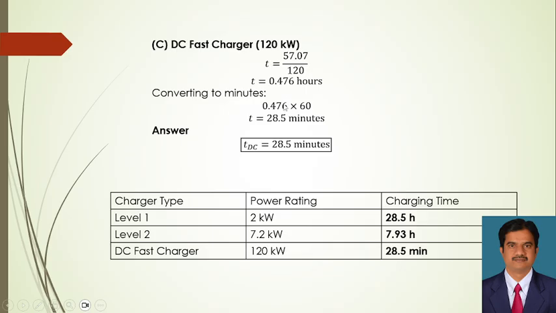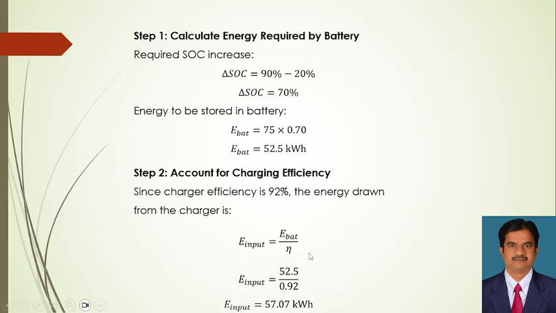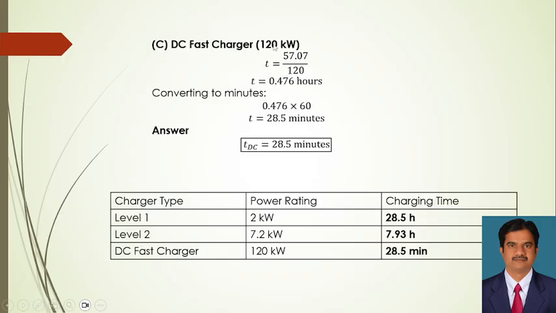ಅದೇ ಫಾಸ್ಟ್ ಚಾರ್ಜರ್ ಅಲ್ಲಿ t is equal to, ಈ ಇನ್ಪುಟ್ ಸೇಮ್ ಇರುತ್ತೆ. ಕ್ಯಾಲ್ಕುಲೇಟ್ ಮಾಡಿದ ಇನ್ಪುಟ್, ಇದು 57.02 ಕಿಲೋವ್ಯಾಟ್ ಅವರ್ ಸೇಮ್ ಇರುತ್ತೆ. Only we change the value of the power. ಇಲ್ಲಿ 2 ಕಿಲೋವ್ಯಾಟ್ ಹಾಕ್ರಿ, ಇಲ್ಲಿ 7.2 ಕಿಲೋವ್ಯಾಟ್ ಹಾಕ್ರಿ, ಇಲ್ಲಿ 120 ಕಿಲೋವ್ಯಾಟ್ ಹಾಕ್ರಿ. ಇಲ್ಲಿ ಡಿಸಿ ಫಾಸ್ಟ್ ಚಾರ್ಜರ್ ಅಲ್ಲಿ ಎಷ್ಟು ಚಾರ್ಜ್ ಆಗ್ತಾ ಇದೆ? ಚಾರ್ಜಿಂಗ್ ಟೈಮು 28.5 ಮಿನಿಟ್ಸ್.